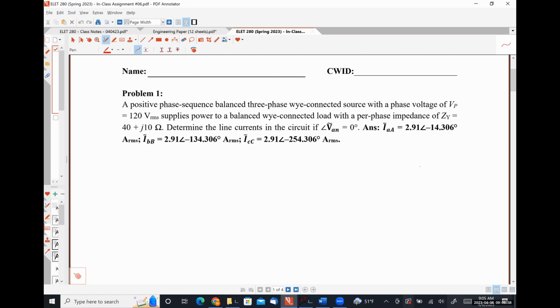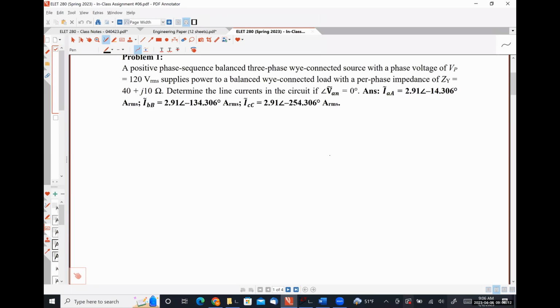All right. So in this first problem, we're told that we have a positive phase sequence, balanced three-phase Y-connected source with a phase voltage of 120 volt RMS magnitude, supplying power to a balanced Y-connected load with a per phase impedance of ZY equal to 40 plus j10. We want to determine the line currents if the angle for the voltage VAN is equal to 0 degrees. So just for your benefit, I'm going to draw this circuit out. So we have a Y-connected source.